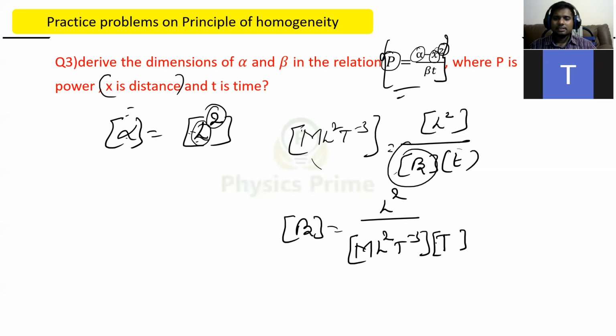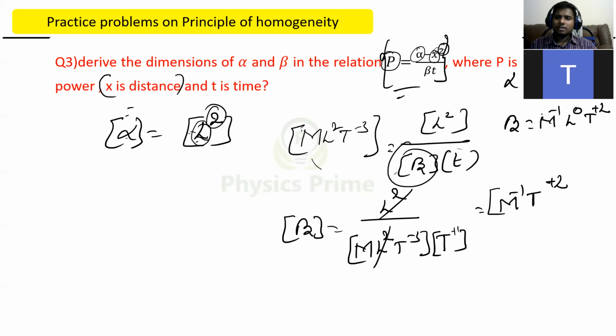Now this M goes to the numerator, it will become M power minus 1. This L square gets cancelled, right? T power minus 3, T power plus 1 means T power minus 2. When it goes to the numerator, it will become T power plus 2. That means we can write the alpha dimension as L square, beta dimension as M power minus 1, L power 0, T power plus 2. Got it? This is the dimension.